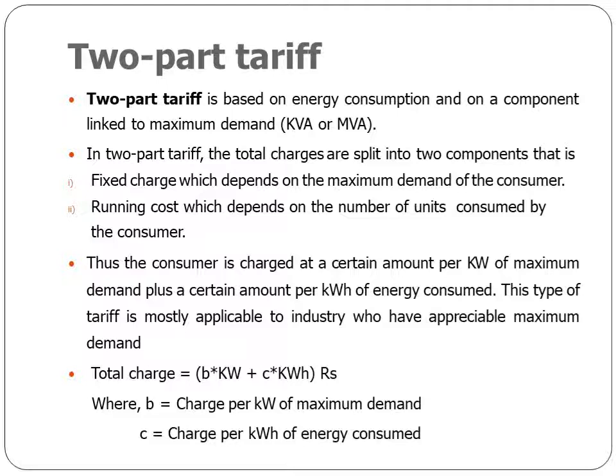Thus, the consumer is charged a certain amount per kilowatt of maximum demand plus a certain amount per kilowatt hour of energy consumed. This type of tariff is mostly applicable to industries that have appreciable maximum demand. The formula for two-part tariff is total charge equal to B × kW plus C × kWh, where B is the charge per kilowatt of maximum demand, and C is the charge per kilowatt hour of energy consumed.